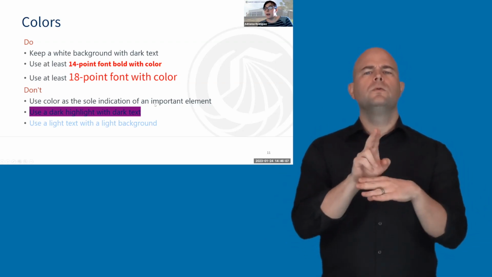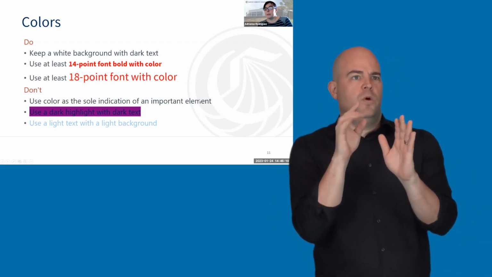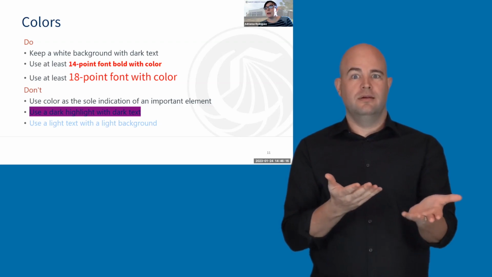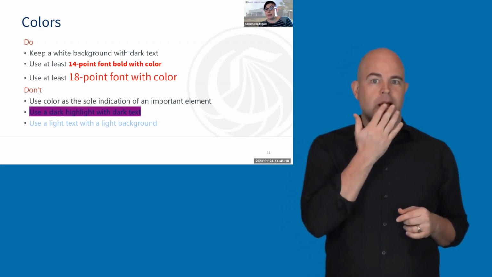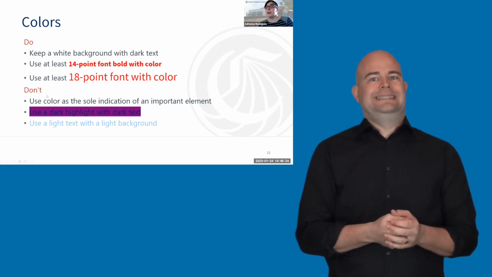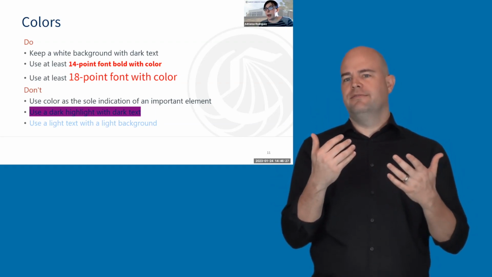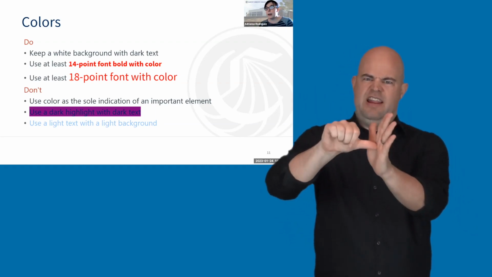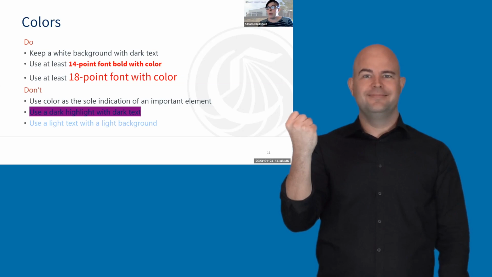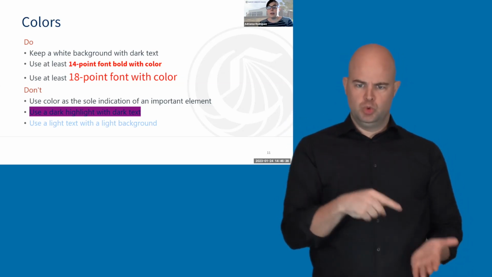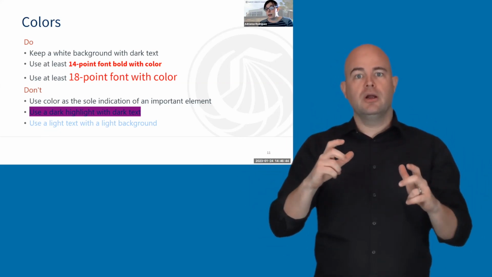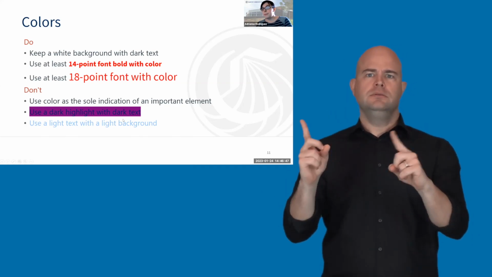So don't use color as the sole indication of an important element. For students who can't see color, they're not going to realize that what you're trying to emphasize is important because they don't see it correctly. So if say you have an essay that's due Saturday and you really want to emphasize that it's due Saturday, don't just use color to emphasize that fact. So I wouldn't just put in red text, due Saturday. I would also make it bold, make it italicized, make it bigger, so that students who don't necessarily see the color are able to see the other elements.